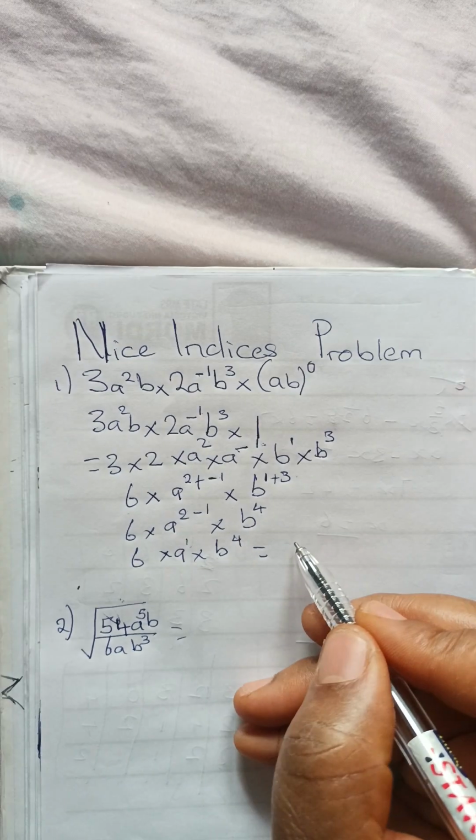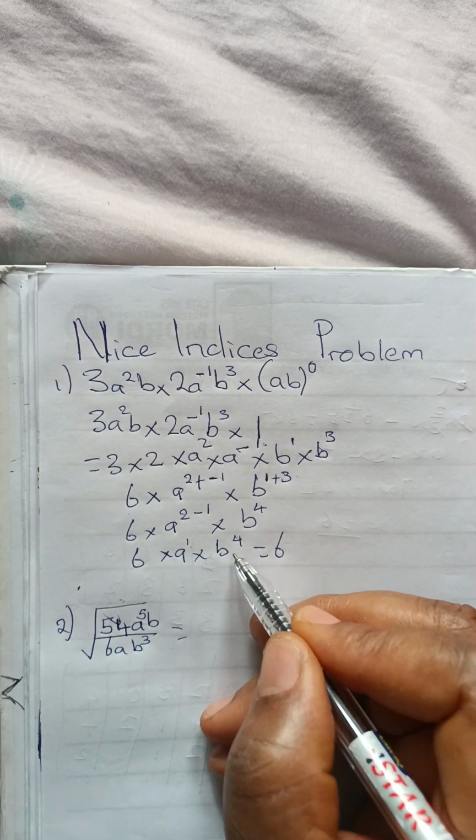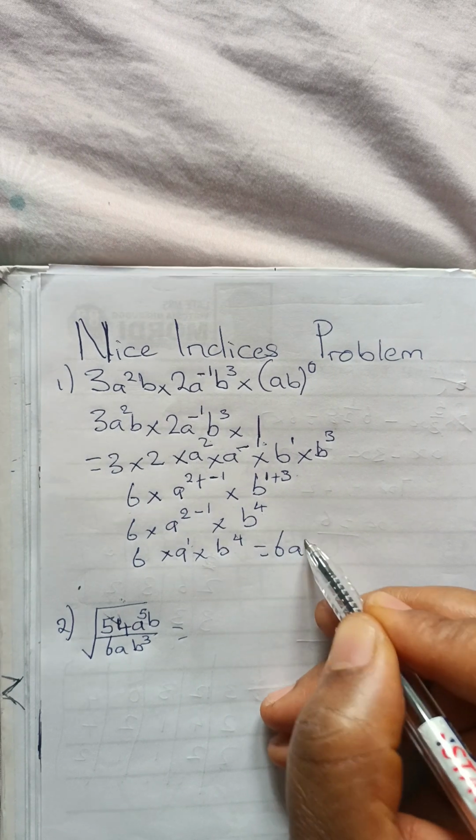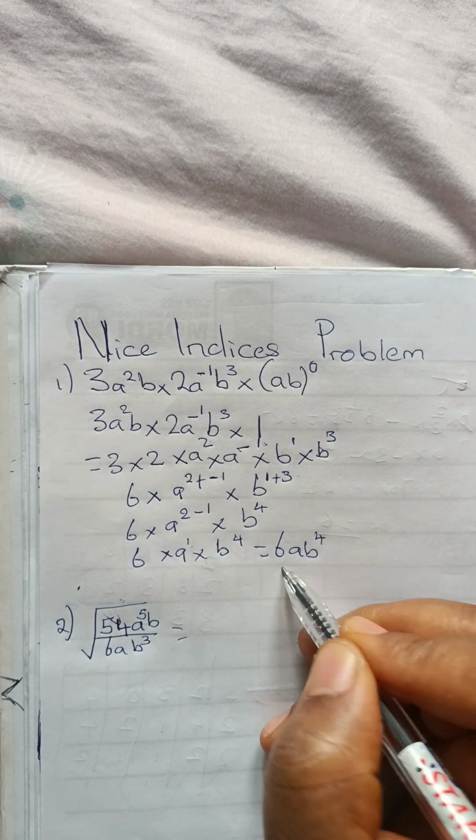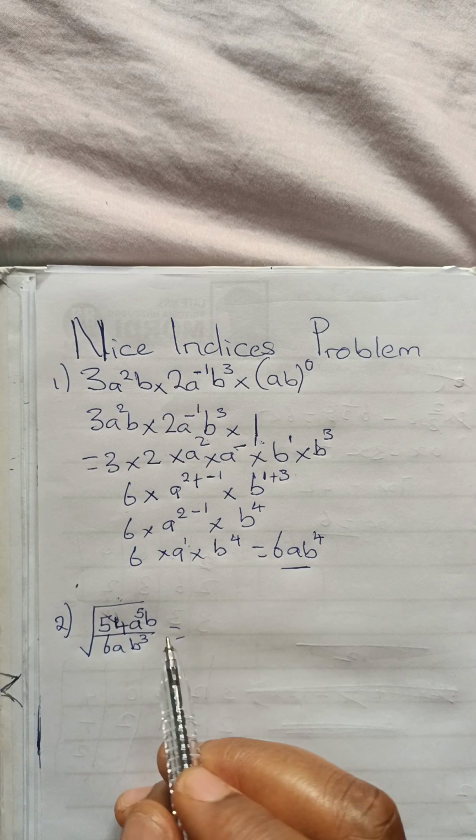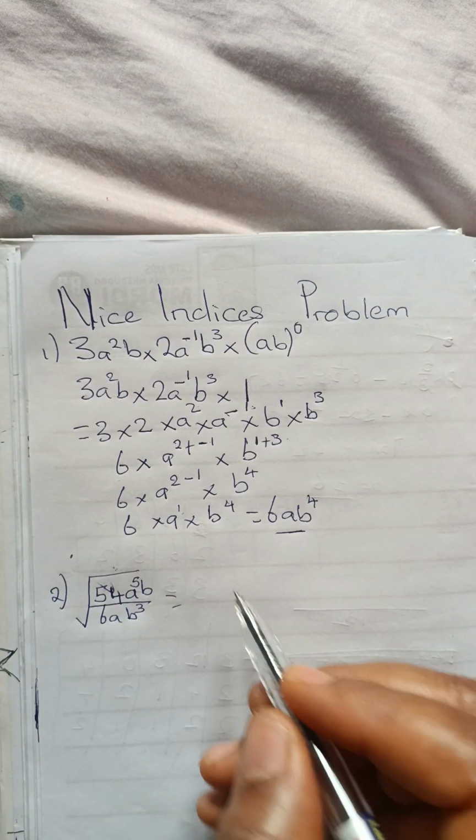which is equal to 6ab raised to the power of 4. So this is the answer for this. Now that this one, how do we solve it?